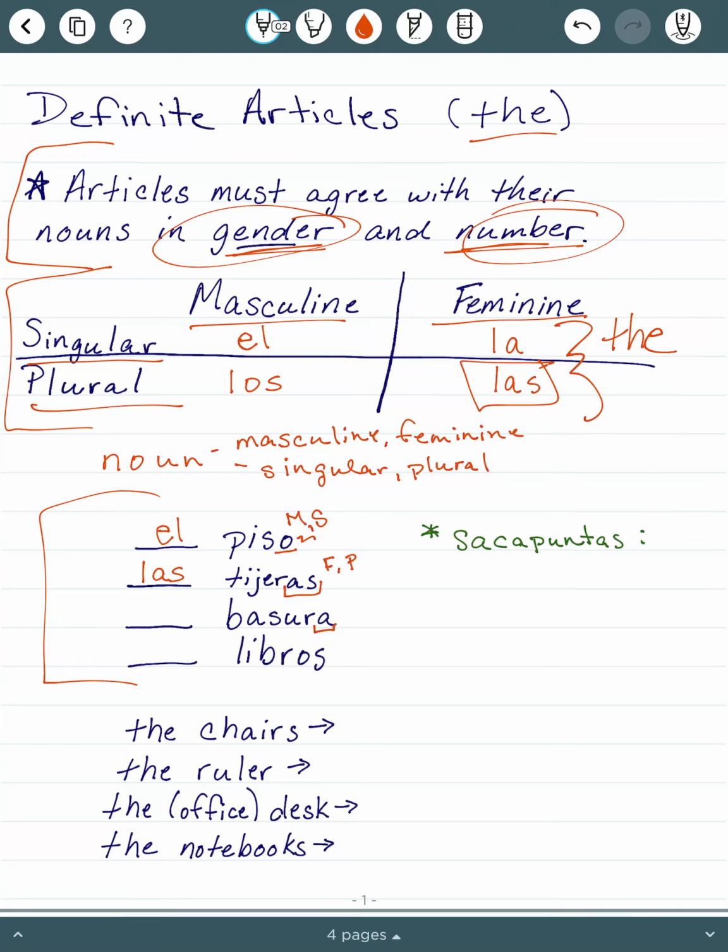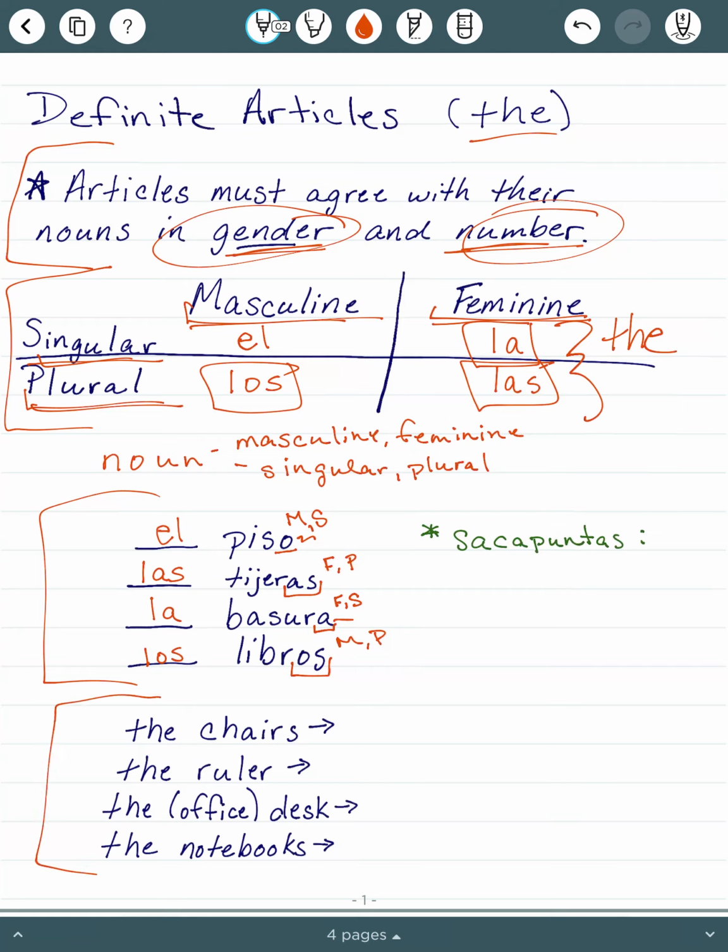Basura ends in an A, no S. So that A tells us that it's feminine. The lack of the S tells us that it's singular. So feminine and singular will be la. So la basura means the garbage. Libros, OS, that O tells us that it's masculine. The S tells us that it's plural. So masculine and plural is going to be los. And that means the books.